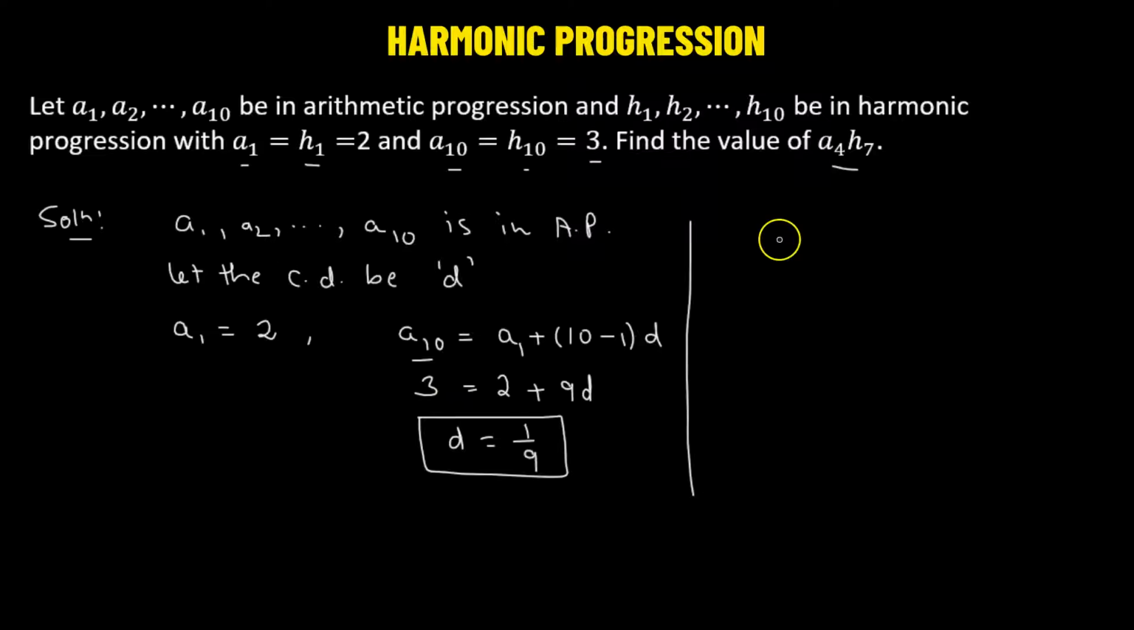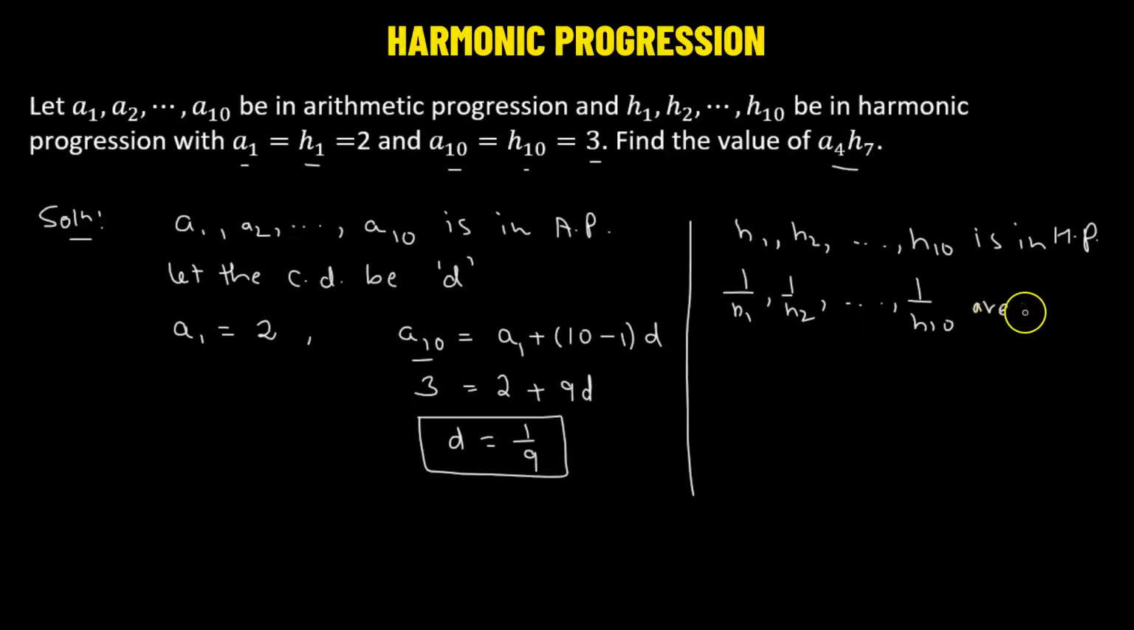Okay, fine. Now let's come to the harmonic progression here. So it's given that H1, H2, all the way up to H10 is in harmonic progression. If this particular sequence is in harmonic progression, then the reciprocals of each term, so 1 over H1, 1 over H2, all the way up to the last term, which is 1 over H10, are going to be in arithmetic progression. So here, the first term will be 1 over H1. Since H1 equals 2, the first term of this arithmetic progression is going to be 1/2.